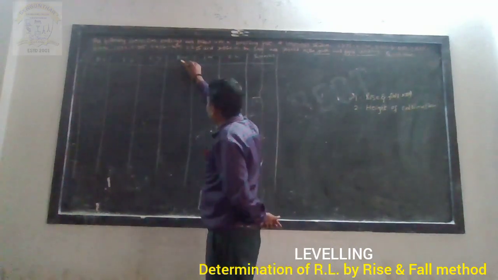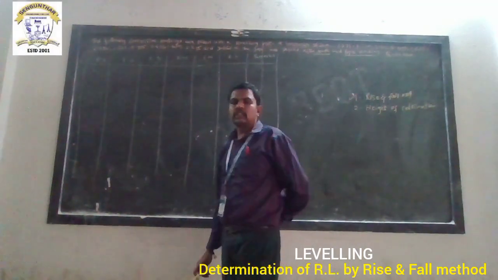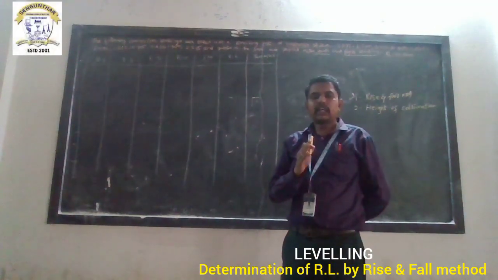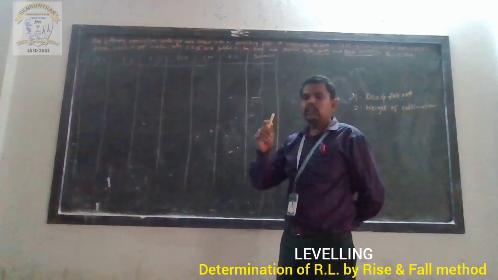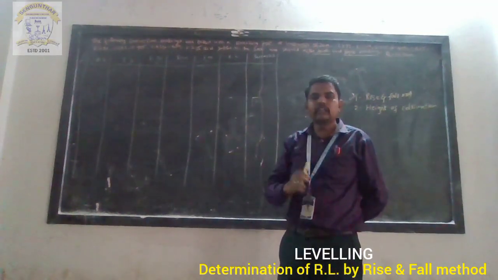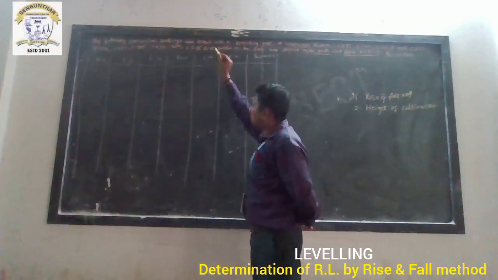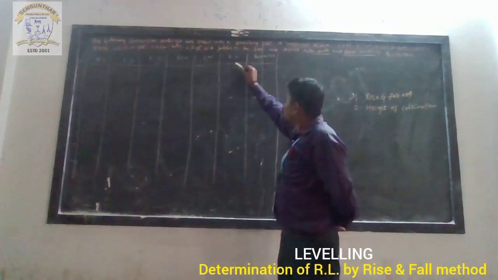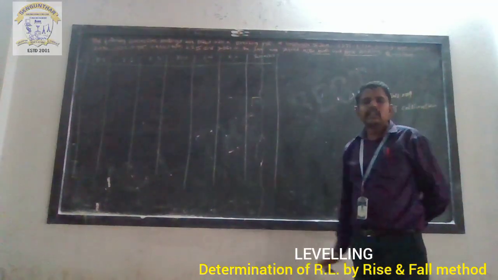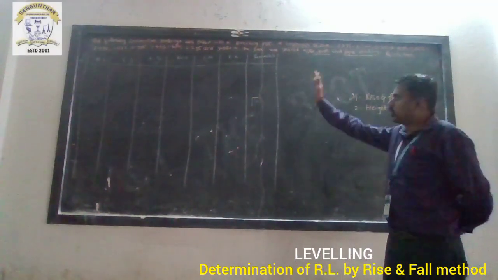And next are rise and then fall. Rise means the difference between the readings comes out as a positive value, so that value is considered as the rise. Suppose the difference between the values comes out as a negative value, so that negative value is taken as the fall. And then the calculation of RL and finally remarks. So this is the tabular format for the rise and fall method for solving the problem.